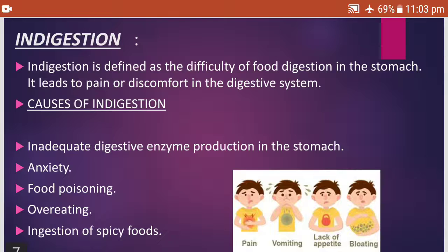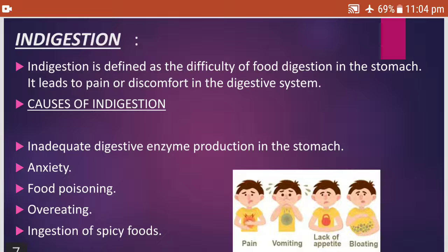What are the causes of indigestion? Inadequate digestive enzyme production, anxiety, food poisoning, overeating, ingestion of spicy food. Ingestion means taking in spicy food. If these are the causes, then how can we avoid the problems related to digestion?